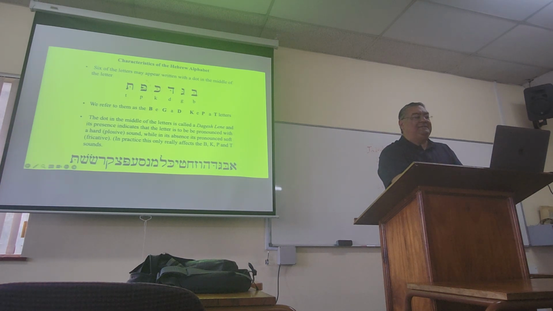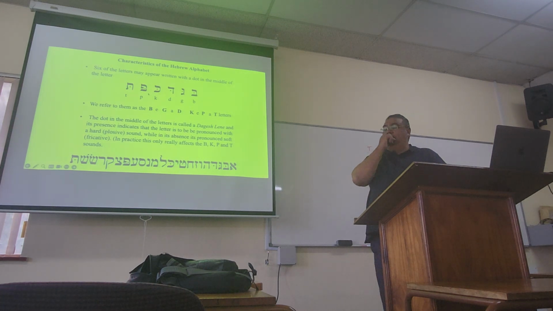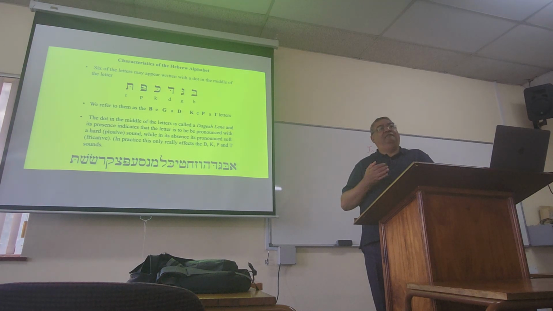The next one is the letter P. So that's like your English letter P. That's the sound that we make. But what if we make a P sound soft? Then we actually get F. Hebrew doesn't actually have an F sound like we have in English, but it has a sound that comes very close to that, which is a P without a dagesh lini.